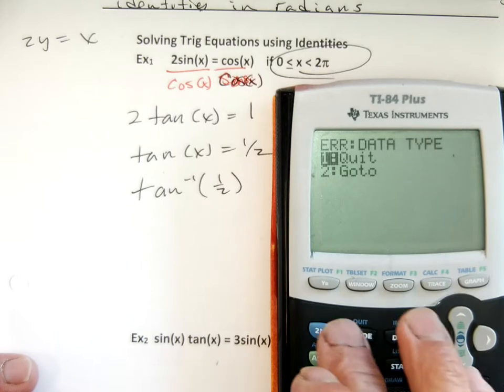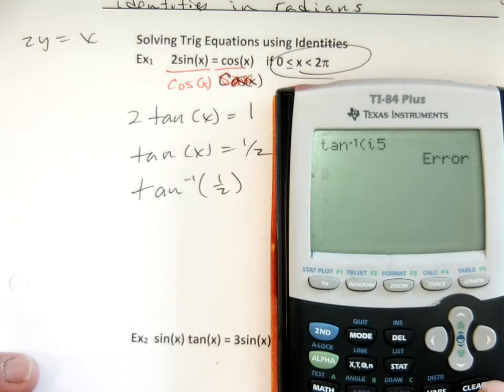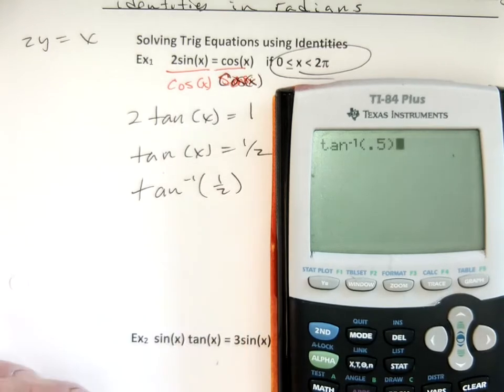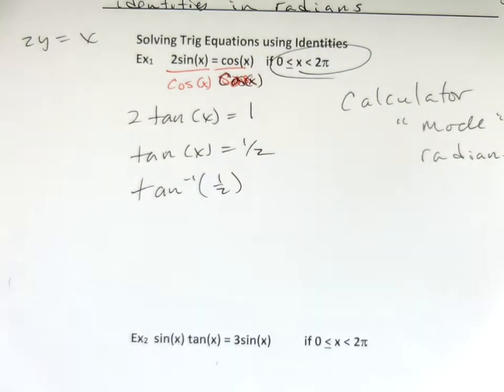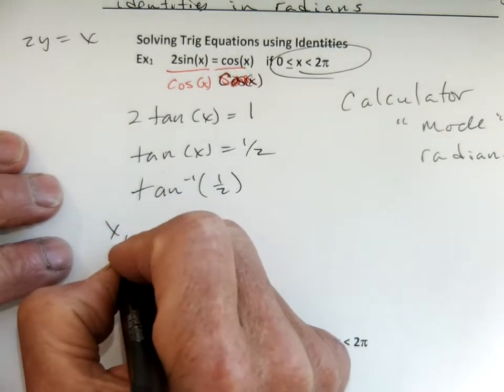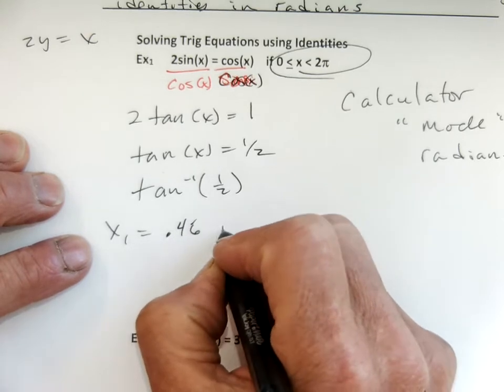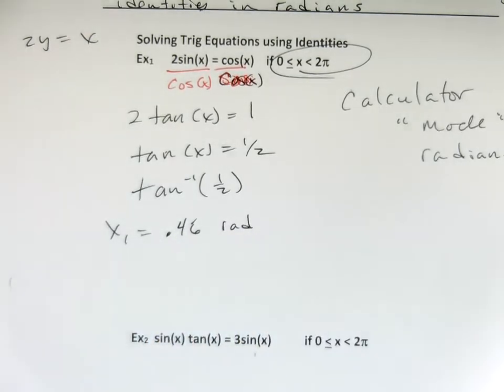Oh, it doesn't like that. What did I do wrong? Okay, tan inverse of 0.5. There we go. So I get an answer, 0.46. That is an angle. That's going to be x1, which is an angle of 0.46 radians.